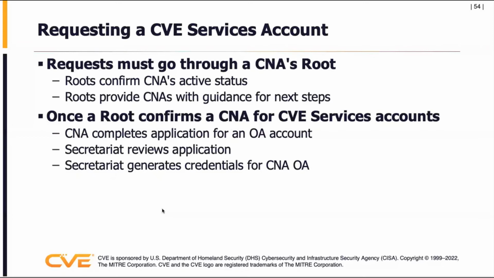So once a root says, "Yep, this is a good CNA," and says, "Here's the link for the services account," the CNA then fills out that online application. The secretariat processes that. We validate that it's a good request. We review the application. Missing info, we'll reach out to you, no problem. And then we generate the creds and we send that back to the CNA. If there's any technical problem with getting the creds to work, email us. We'll help you through that, or reach out to your root.